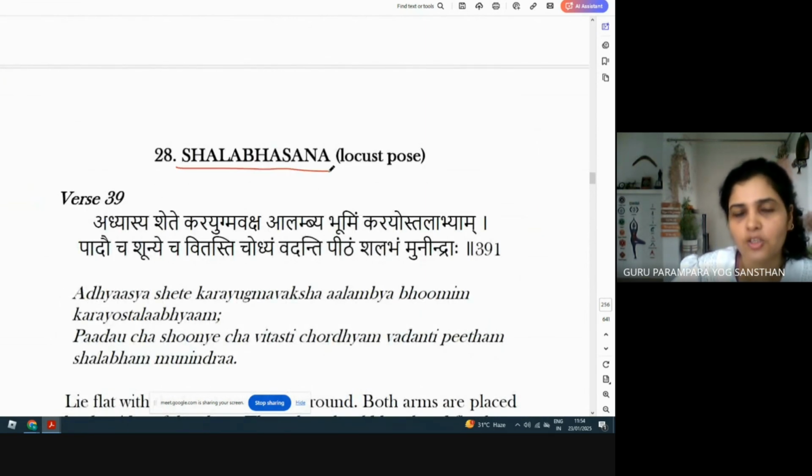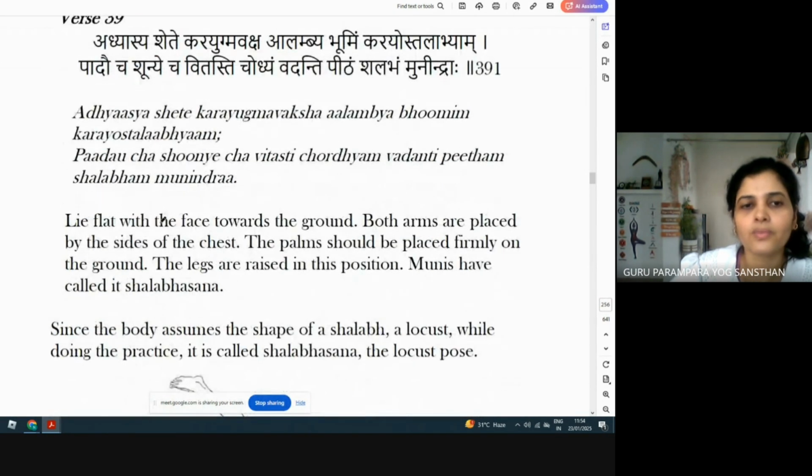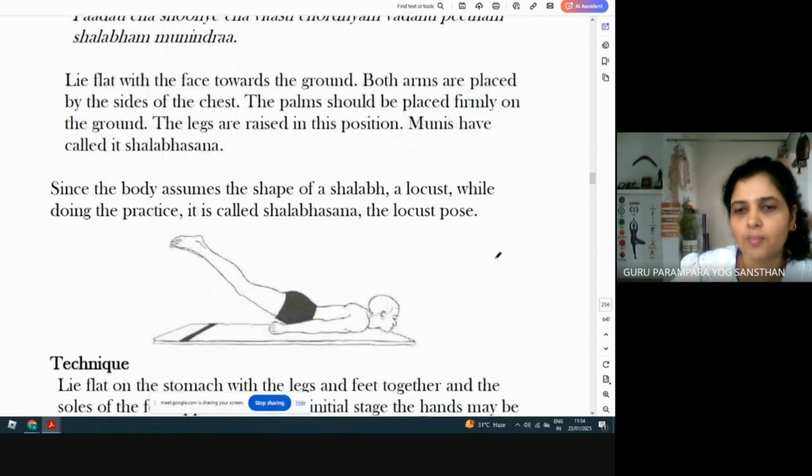Shalbhasana is the same practice as we do today in the supine position, where we keep our hands under the thighs. Here they say you have to keep them at the side of the chest, and then lift your feet upward. Lie flat with face towards the ground. Both arms are placed by the sides of the chest. The palms should be placed firmly on the ground and the legs are raised. Munis have called it Shalbhasana. That's it. The same position except the hand position is not under the thighs, but to the side of the chest.